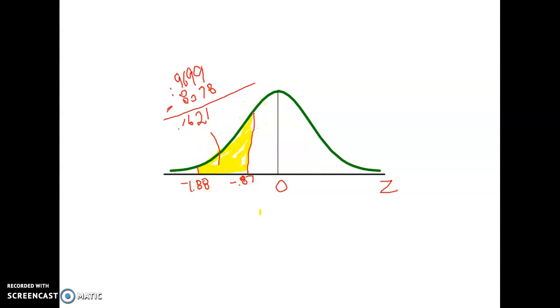So the probability of getting a z-value between negative 1.88 and negative 0.87 is 0.1621. How do we derive that? Well, the probability of getting a z-value from positive infinity to here was 0.9699. The probability of getting a z-value from positive infinity to here was 0.8078. So the difference between the two must be the probability of getting a z-value here.